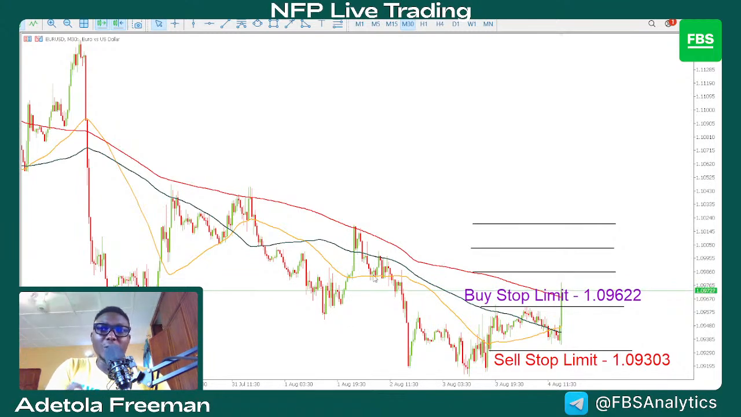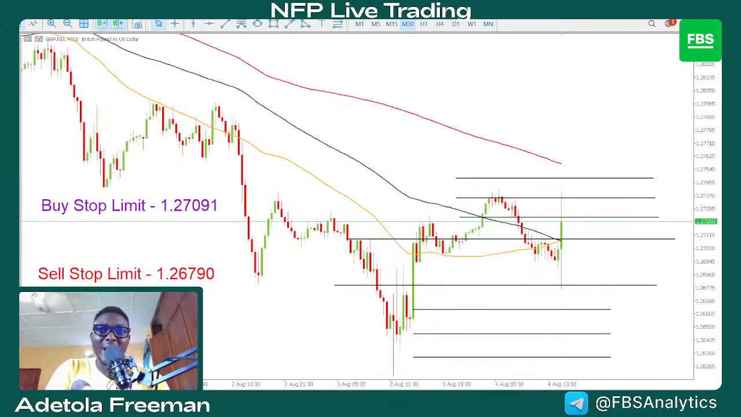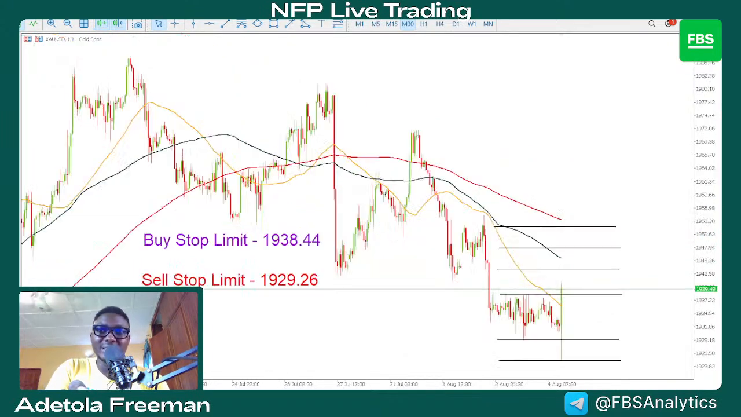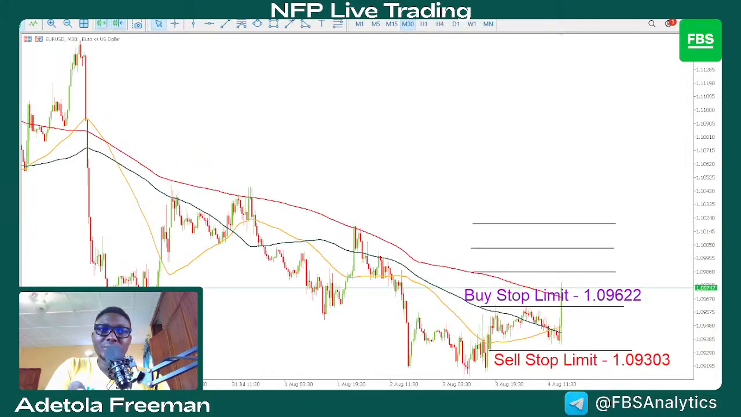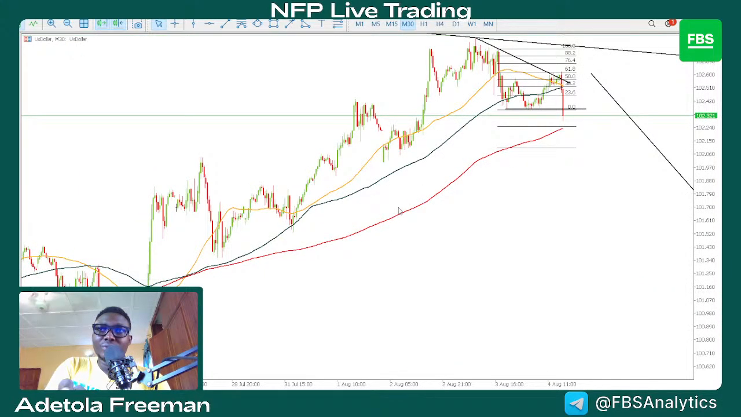If you took the call, then you should be in profit right now. If you took that call, GU is almost at our TP1 again. And this is gold. Our buy order is triggered. Like I told you, you can see the dollar is actually weak.